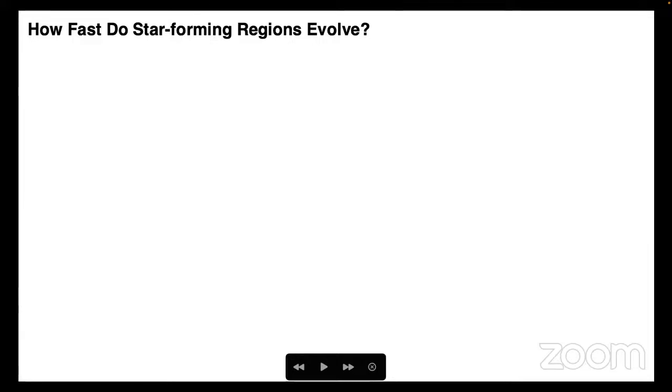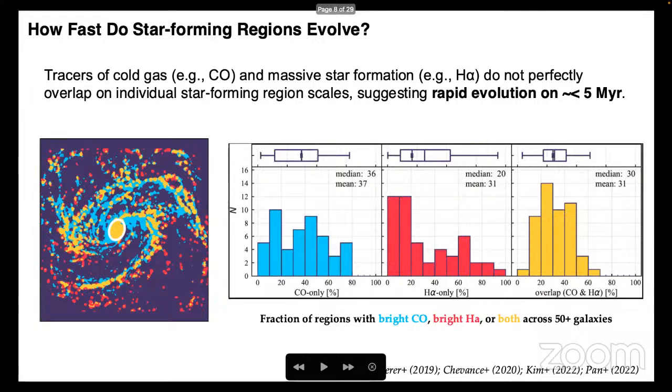The idea is very simple. You want to have observational tracers of star-forming regions in different phases. And as long as you know the duration of one phase, and you compare the number counts of all the phases, you can figure out the duration of the other phases. I'll give you a concrete example here. This is one example that people usually use.